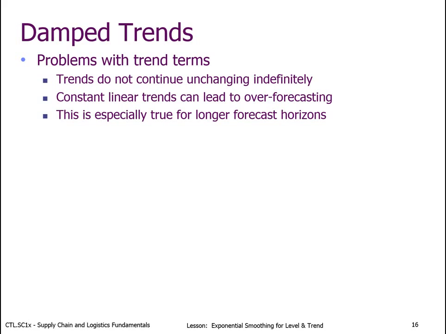And so using a constant linear trend, like we did in the previous example, can lead to over forecasting. And this is especially true if we do a longer forecast horizon. Instead of doing next month or next week, what if I do 20 weeks in advance or 6 months in advance? So as I go further out, I might have more problem with my trend term, because if I just use a linear trend, I'm assuming it doesn't change over the time horizon of my forecast.